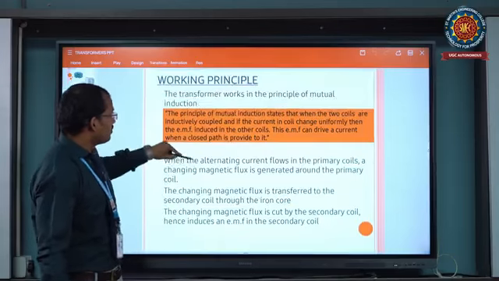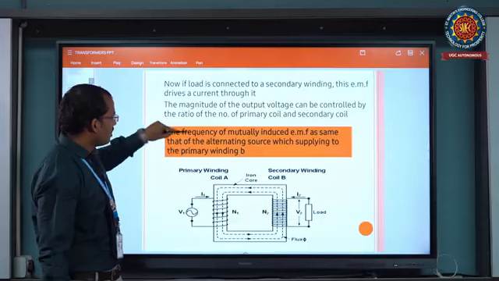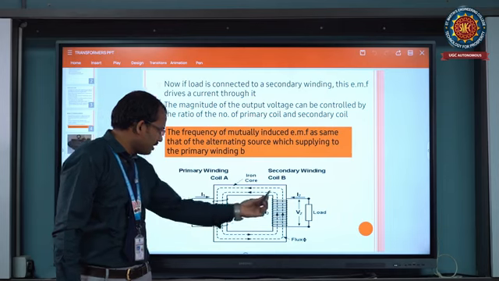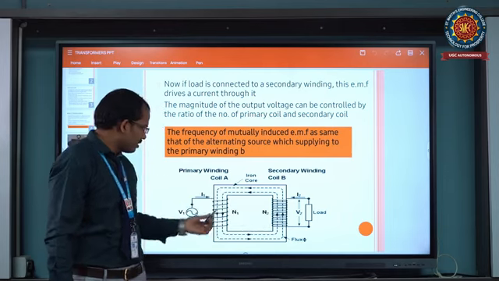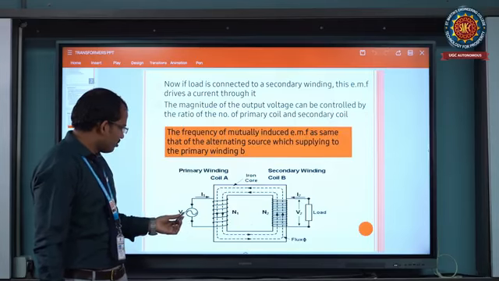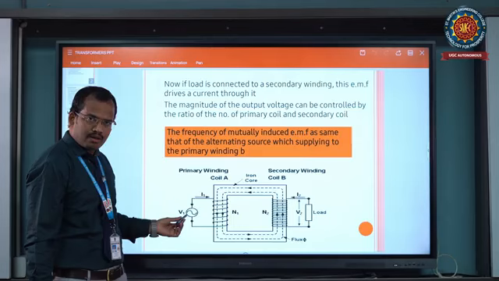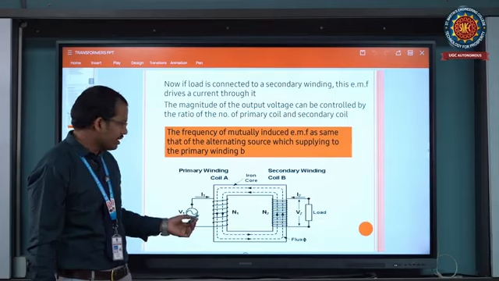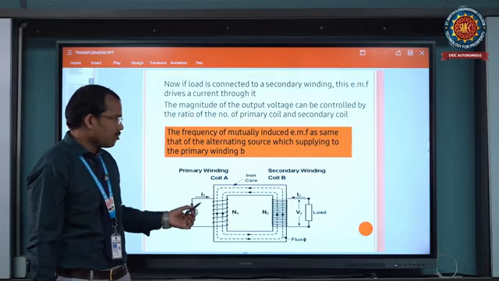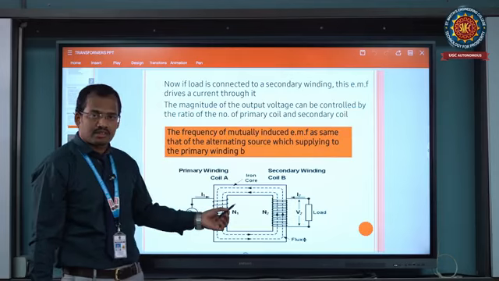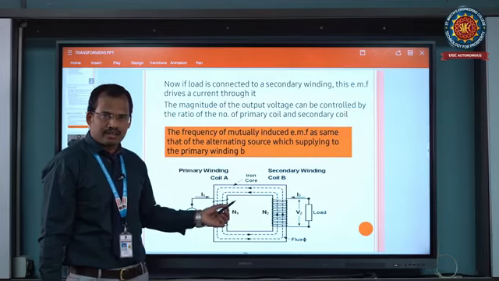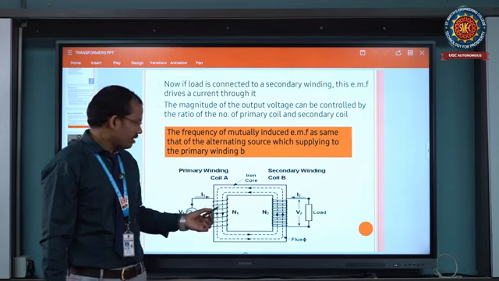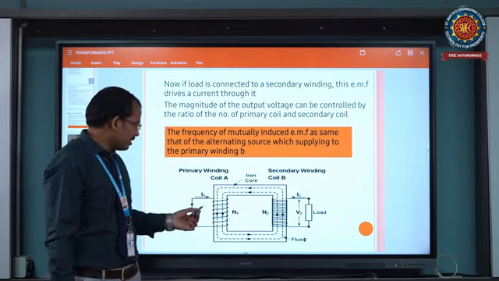So this is the mutual induction principle of the transformer. See the basic diagram: primary winding and secondary winding, interlinking the magnetic flux of the transformer. On the input side we give the AC voltage. AC means alternating current only. We connect only alternating current to the transformer, not DC. Transformers are used for AC purposes, not DC. Okay, so this is the basic information.